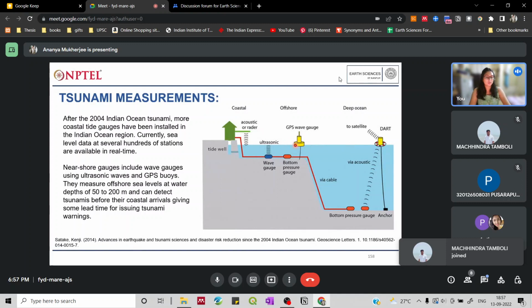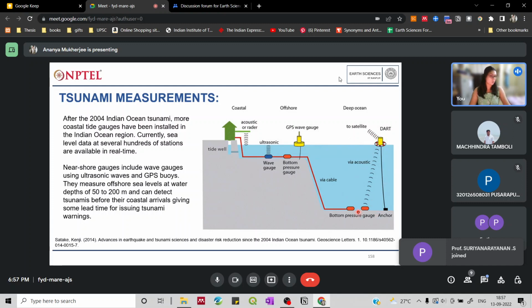Suppose the displacement is very large, then it can indicate there is a tsunami incoming. Then when you have bottom pressure gauges, you also have acoustic gauges. This will start measuring.